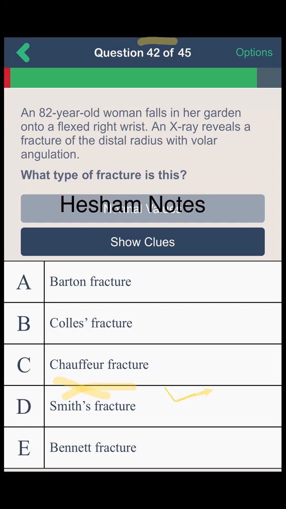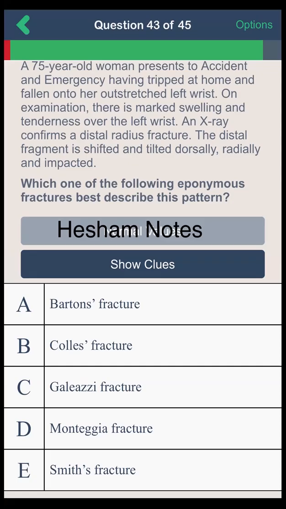Okay, another one. Which one of the following eponymous fractures best describes this pattern? A 75-year-old woman presents to accident and emergency having tripped at home and fallen onto her outstretched left wrist. On examination, there is marked swelling and tenderness over the left wrist. An X-ray confirmed distal radius fracture. The distal fragment is shifted and tilted dorsally, radially, and impacted. Colles fracture.